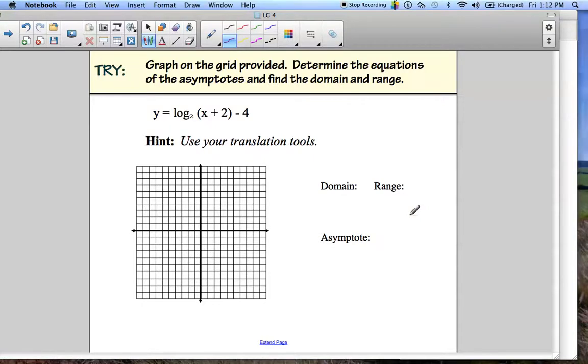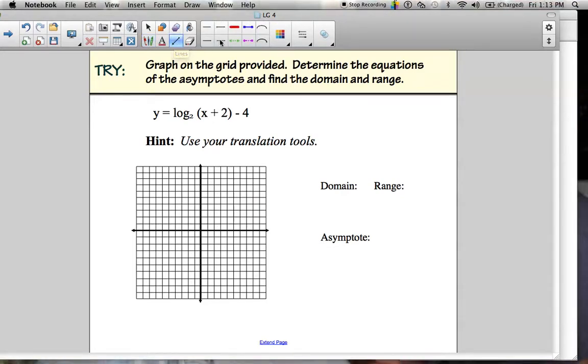Get you guys to try that one. Again, you can pause this and then do it on your own and then start it up and see if your answer matches mine.